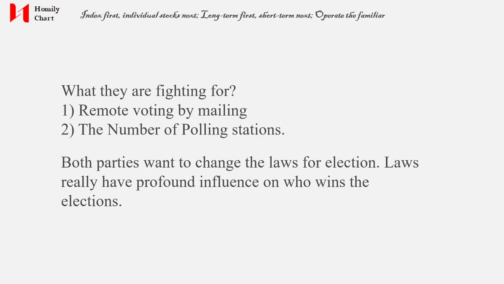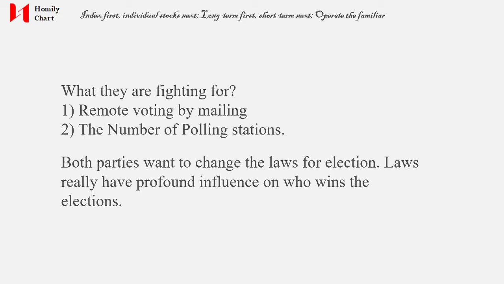So what they are fighting for within the legal system, in the 200 more lawsuits, is mainly two aspects. The first aspect is about remote voting by mail, right? Donald Trump obviously despises remote voting, or argues that it is not reliable all the time, right?